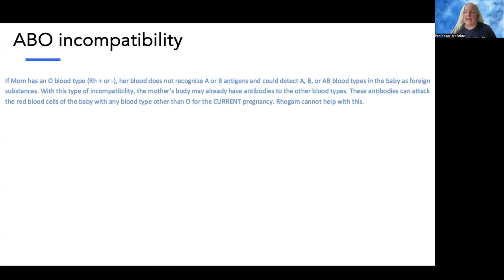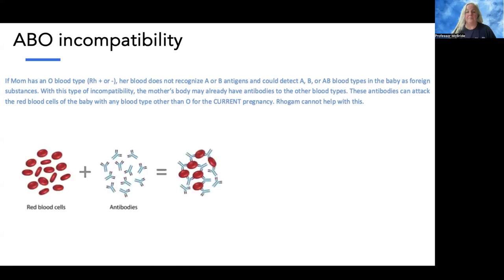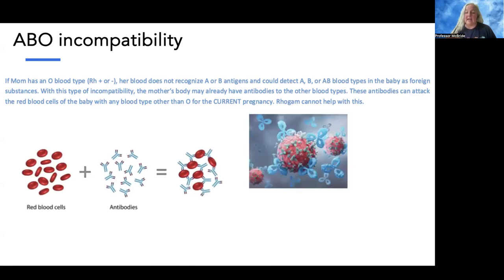This is not something that can be resolved with RhoGAM. Okay, in a previous video on Rh incompatibility, we discussed the use of RhoGAM with Rh incompatibility, but that does not work with ABO. So if the mom's blood has antibodies circulating, then they can attack the baby's red blood cells.